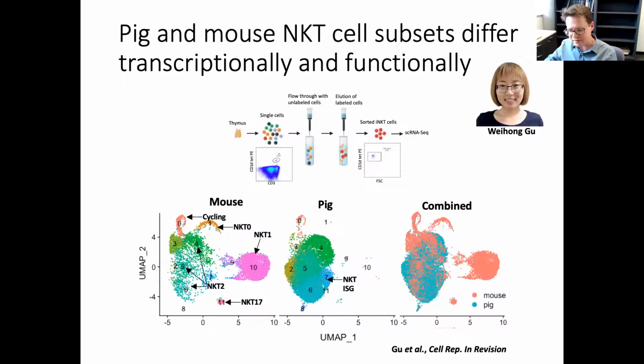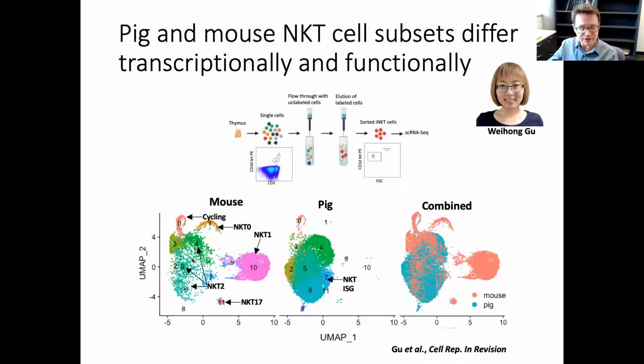The problem is that we just didn't have the reagents to be able to do this in pigs, so we took a single-cell sequencing approach. After a very difficult purification process, because these cells are so extremely rare in the thymus, we were able to get 12,000 of these pig NKT cells, and here they are. Then we combined our data with the published single-cell-seq NKT dataset from 9-week-old C57 black 6 mice.